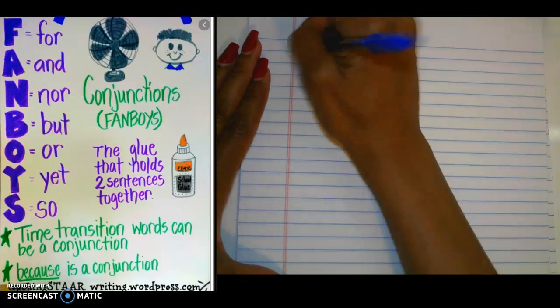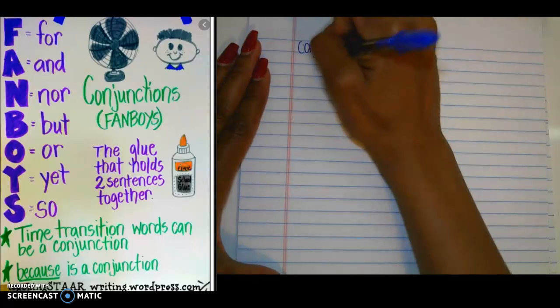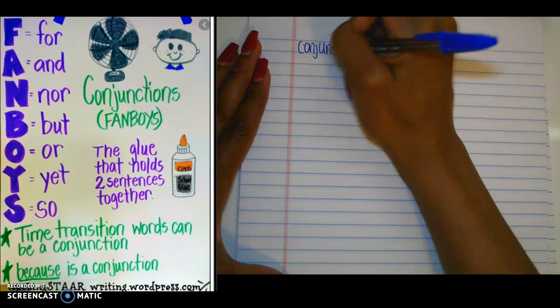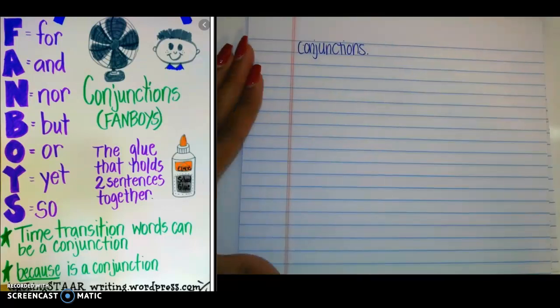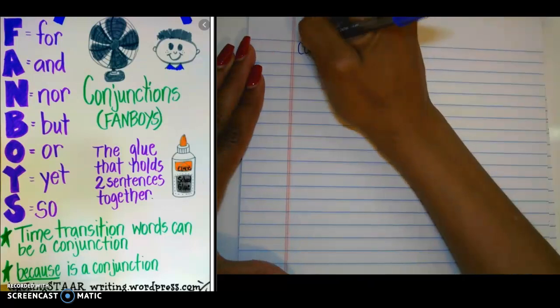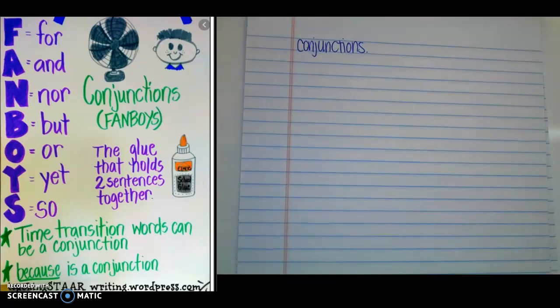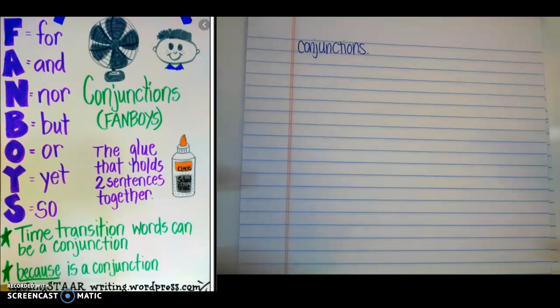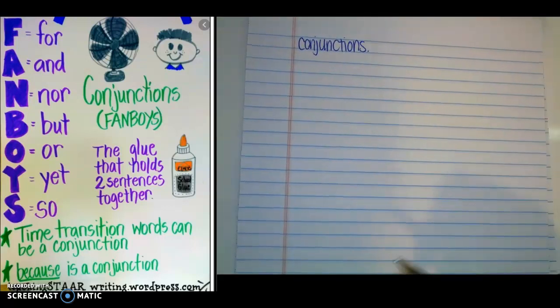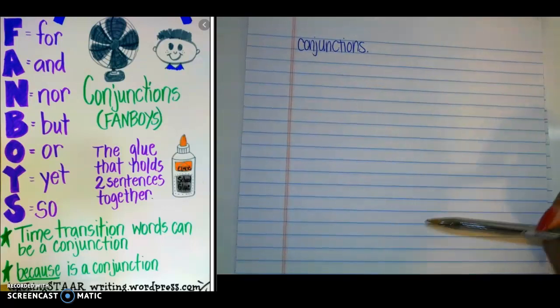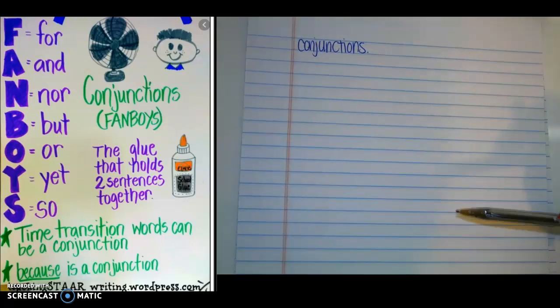So what is a conjunction? If I've ever taught in your class before, you've heard me say words are related. Conjunctions has a very similar sound to conjoin, which means to put together, right? To join. So that's why you'll see underneath on our anchor chart, it says the glue that holds two sentences together. And that is exactly true.